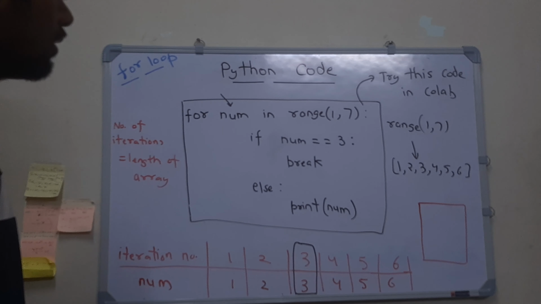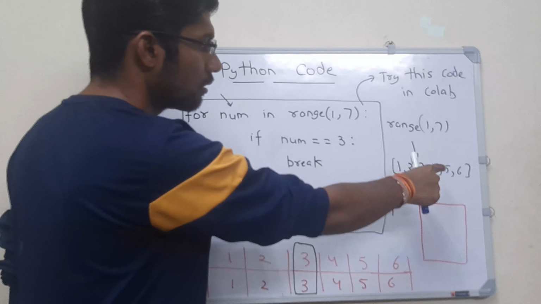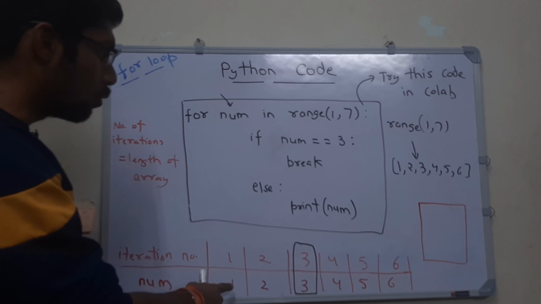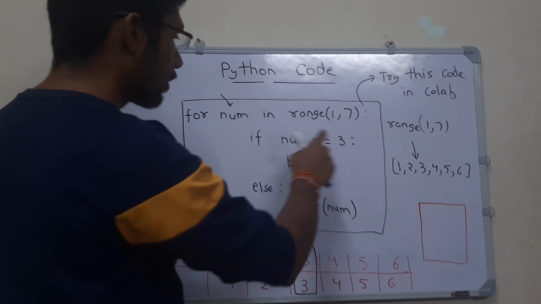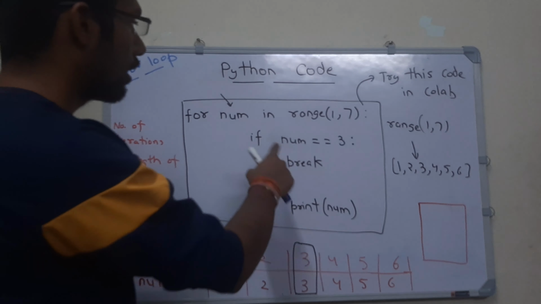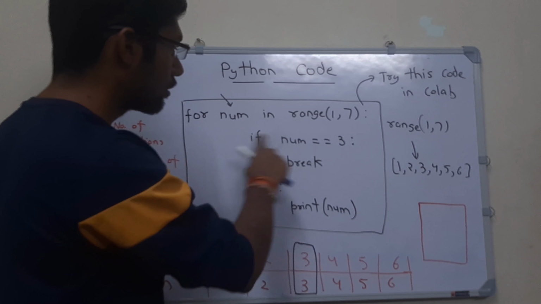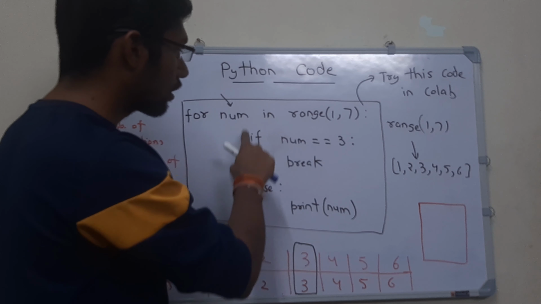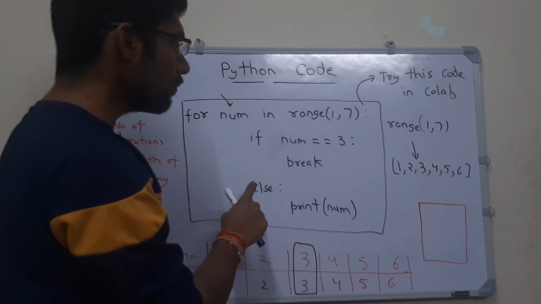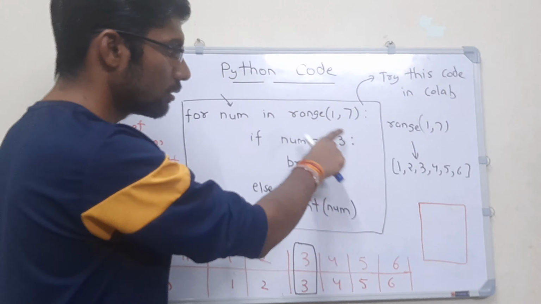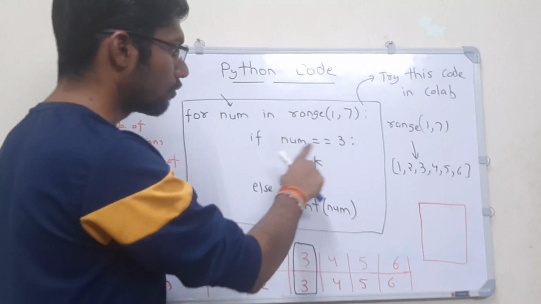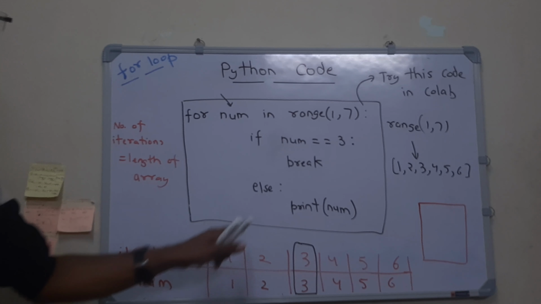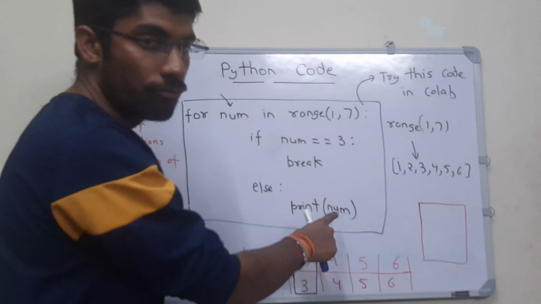Initially, for the first iteration, num will take value 1, the first element of this array, and it will come to the second statement. This is a conditional statement. So 1 is equal to 3? This is false. So this block will not work. It will come to this else part, and it will print the value of num, which is 1.